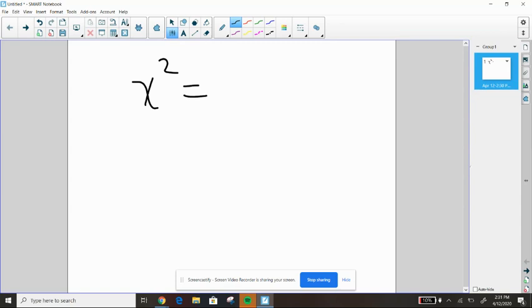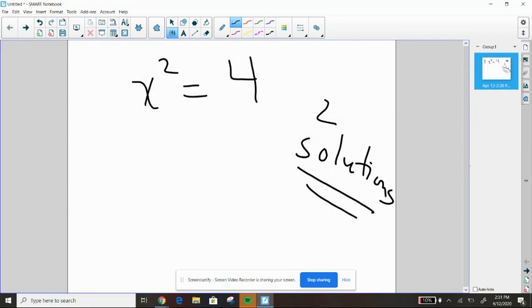a quadratic equation where something squared equals a positive number. I know immediately that there are going to be two solutions. Don't forget that. So then I ask myself, what squared equals 4? And I know that they're going to be both a positive 2 and a negative 2. All right, now you try one.